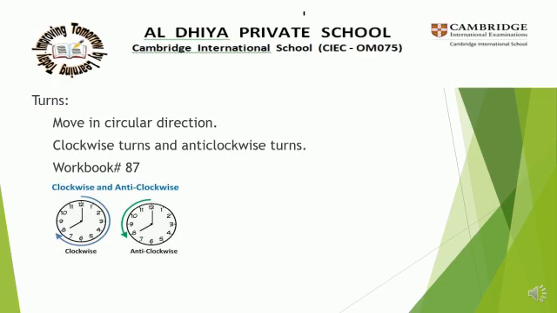Page number 87. Use your pencil and join these dots, drawing a thick line. The first picture is clockwise, so join the dots clockwise. On the second picture, join the dots in the anti-clockwise direction. Okay, students, I have shown that the first image is clockwise and the second image is anti-clockwise. Do you all understand this? Okay.